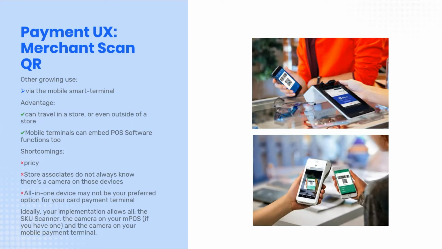Now, ideally, your implementation allows everything. And this is something we've done with multiple merchants who work with us. Don't limit yourself to one payment touchpoint. Your customer wants to be able to make a transaction anywhere. So don't limit yourself to accept QR payment in only one way. Think about all your touchpoints and how you can accept any type of payment at any touchpoint. You want to be able to use your barcode scanner, the camera on your MPOS if you have one, and the camera on your other payment terminal.